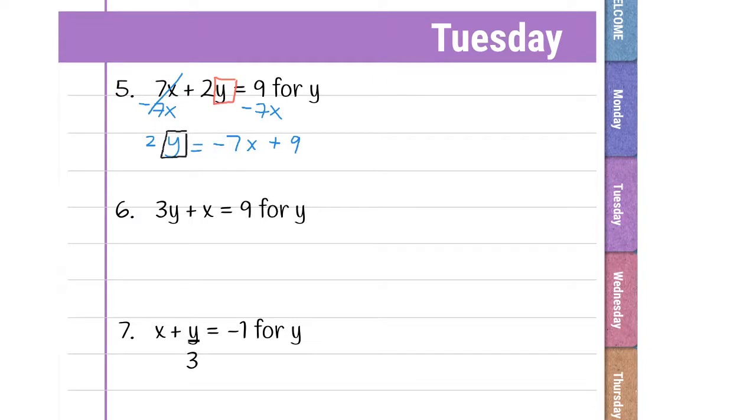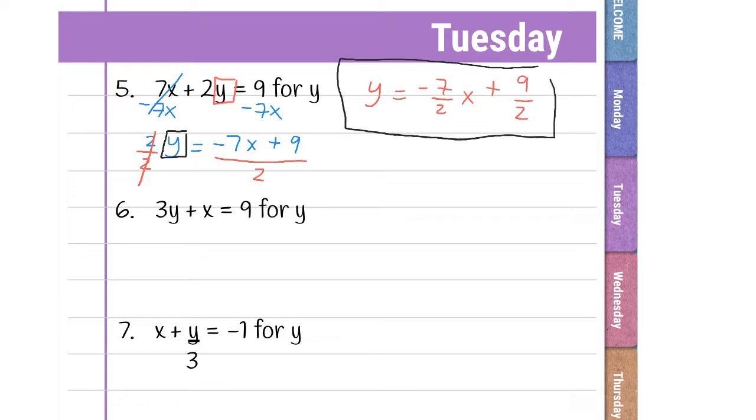Now I can go ahead and move the 2, right? How do I move that 2? Well, this operation right here is multiplication. So I undo that by dividing on both sides. 2 divided by 2 reduces to 1. And I'm left with y is equal to negative 7 over 2x plus 9 over 2. Can I reduce any of this? No, I can't. So this is my final answer. All right.